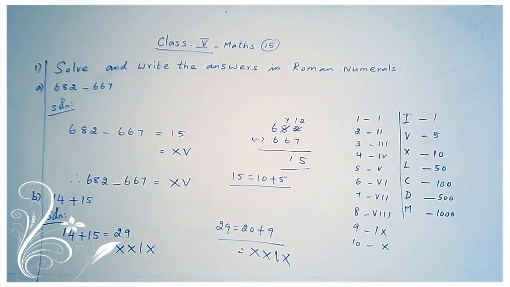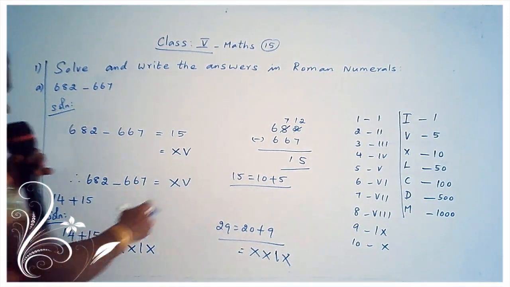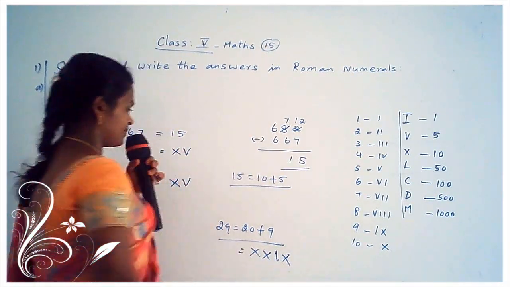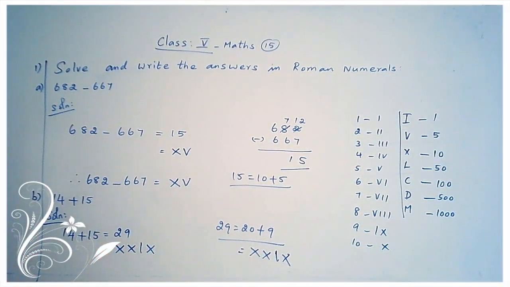Write neatly, children, with your good handwriting, okay? Do it fast. So these are rough work, okay? Write without mistakes, okay? Do carefully. First question, solve and write the answer in Roman numerals.